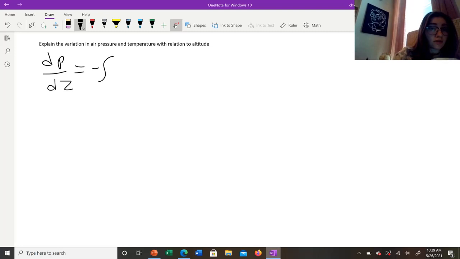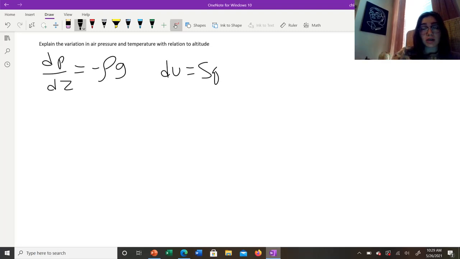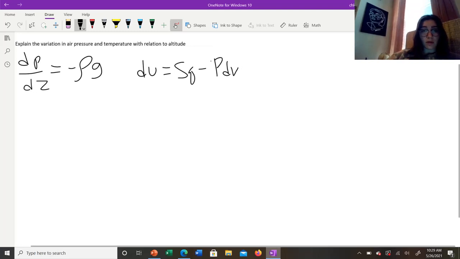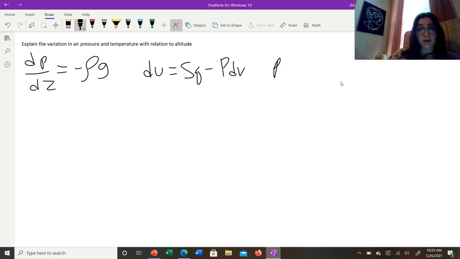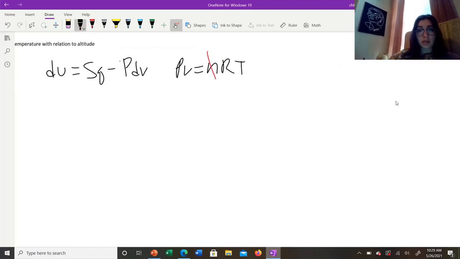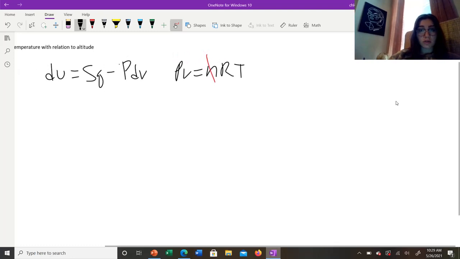equals negative rho g, where rho is the density of the gas. We're also going to be using this equation, dU equals δQ, which is a small amount of change in heat, minus P dV. We're also going to be using the ideal gas law, which we know is PV equals nRT. But in this problem, we're going to assume we have 1 mole of gas, so the n is just going to be 1.